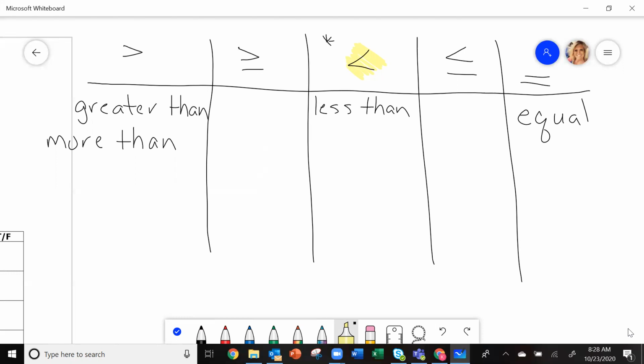Left hand starts with L, less starts with L. That's one way you can remember that this is the less than. If you can make that symbol with your left hand, left starts with L, less than starts with L. Another word that you can use instead of less than is fewer than.